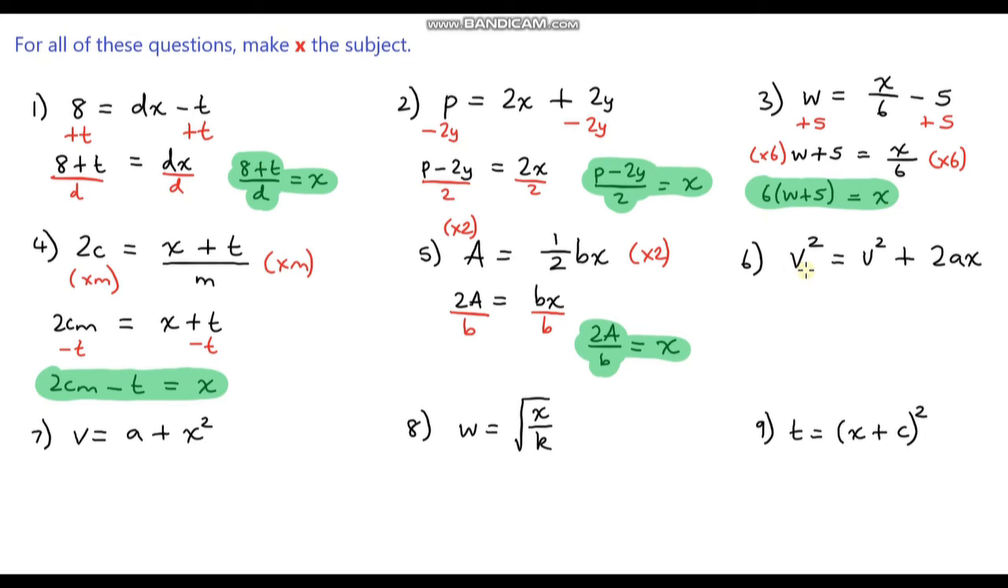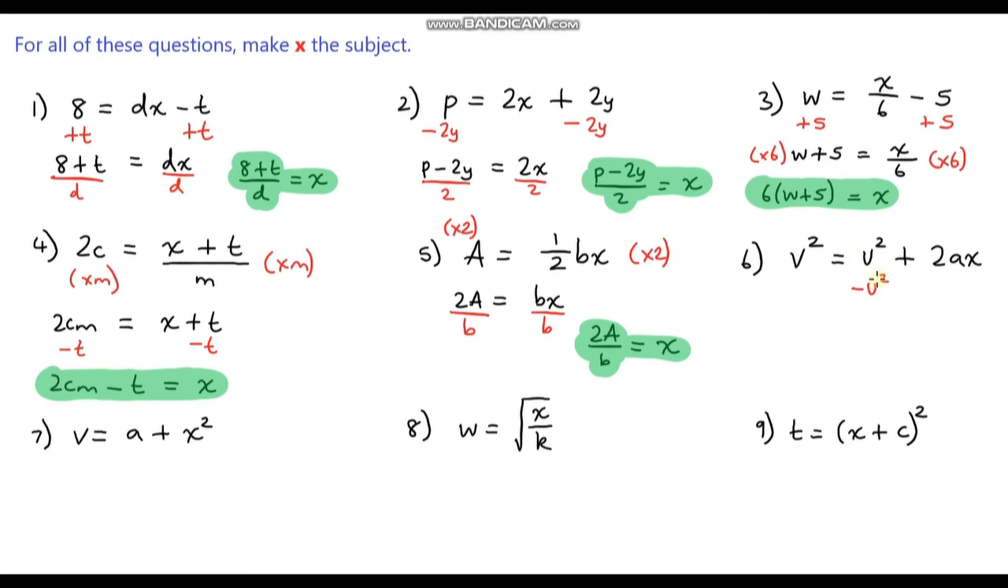Question 6, v squared equals u squared plus 2ax. So getting slightly trickier now. So first of all, I'm going to deal with all of this. So at the moment, we've got u squared. So let's just get rid of this u squared by subtracting u squared.